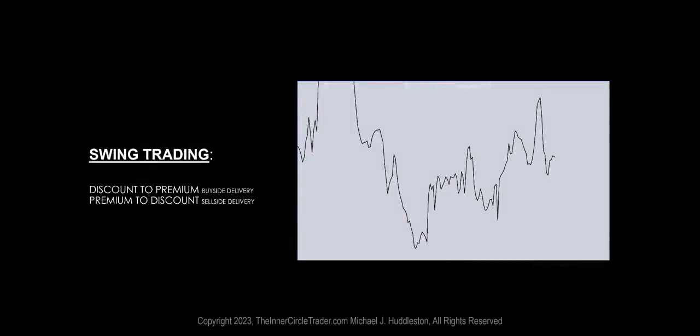All right, so I guess in a lot of ways, this is basically my interpretation and creating a language around swing trading. When I say swing trading, what I'm referring to is: if I'm bullish, I'm trading from discount to premium, riding the coattails of buy-side delivery. If I'm bearish, I'm trading from premium to discount, riding the coattails of sell-side delivery. Now, when I mention buy-side and sell-side, you're thinking liquidity. And I'm going to draw a distinction between the liquidity and the delivery.